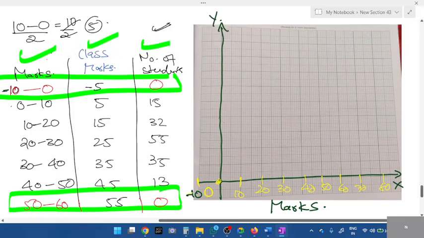Now, in y-axis, you should draw the third one. Number of students, you should write here. What is the lowest number we have in number of students? 13. Highest value? Does it follow any table? 5 times table, 10 times table? No, right?